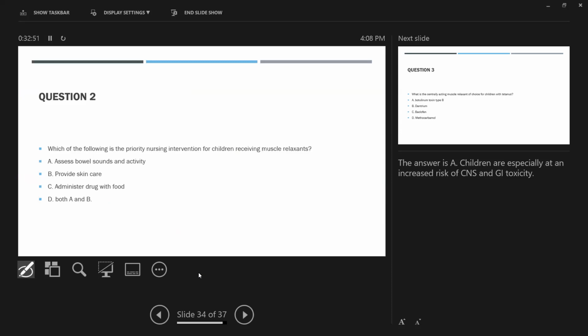Which of the following is a priority nursing intervention for children receiving muscle relaxants? A, assess bowel sounds and activity. B, provide skin care. C, administer drug with food. D, both A and B. Your answer to this one is A, because kids are at higher risk for GI and CNS side effects. These are CNS and GI side effects. That's what you assess.